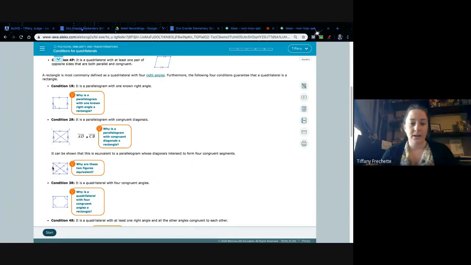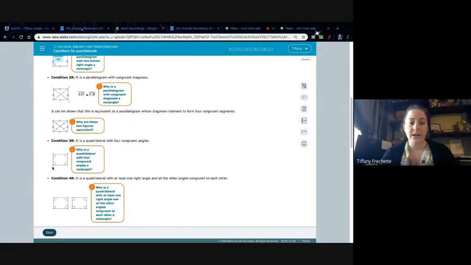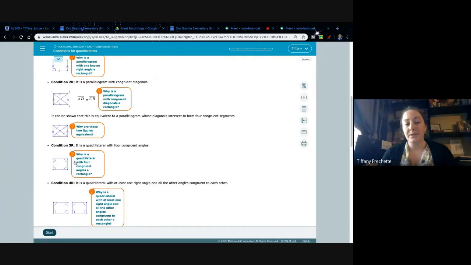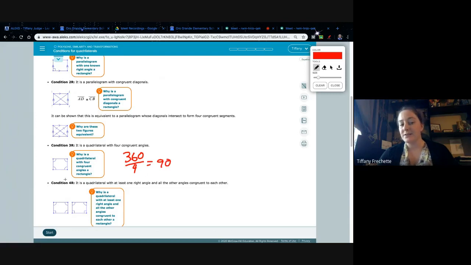All right. The third condition is a quadrilateral with 4 congruent angles. So if they're all congruent, then they have to divide it up. And every quadrilateral, which we've gone over a few times for the sum of the angles of a polygon, all the angles add up to 360 degrees. And that's any one, not just a rectangle. So if they're all the same and you have 4 and I divide by 4, then I get 90s. So that's why if we know they're all congruent, they all have to equal 90 degrees.